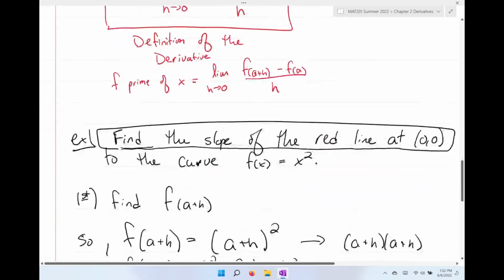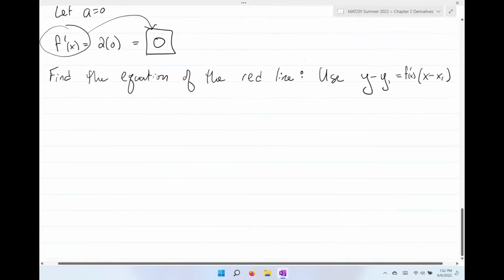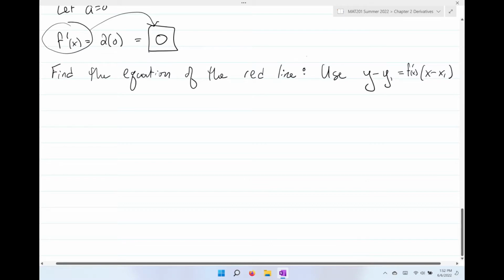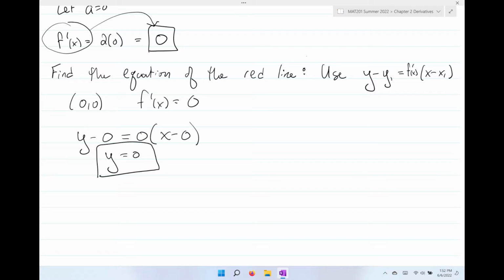Now, if we go back to our question, let's use our information. We know the point is 0, 0, and we just calculated that our derivative equaled 0. So you get y minus 0 equals 0 times x minus 0. And simple math tells you the equation of that line is y equals 0. And here's what everything that we're doing here is all about.